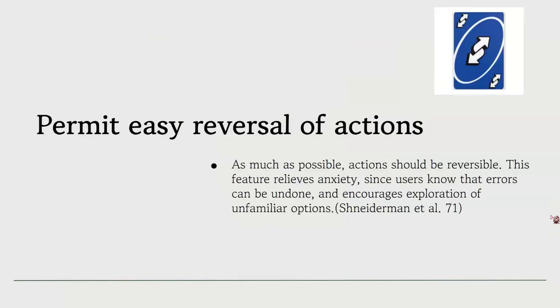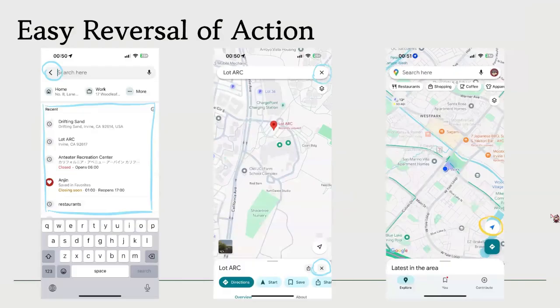Next usability would be the easy reversal of actions, which means actions should be reversible as much as possible. This feature relieves anxiety since users know that errors can be undone and encourages exploration of unfamiliar options. In the screenshots from the app, you can see there are always icons that provide you functionality to go back to your last step.